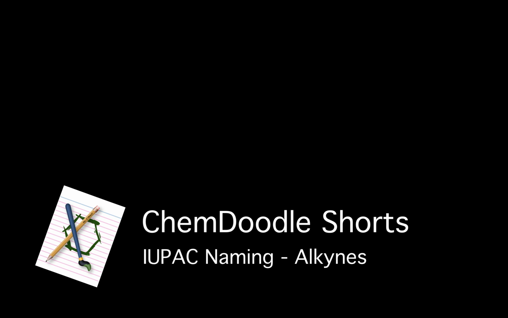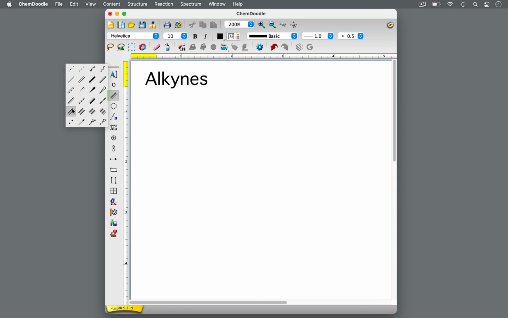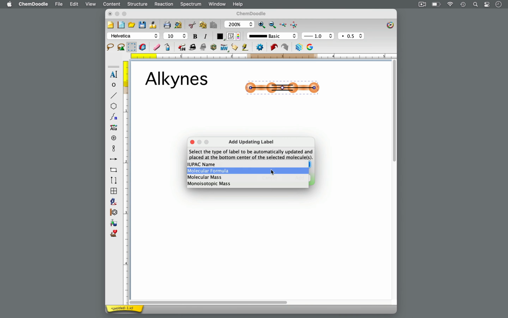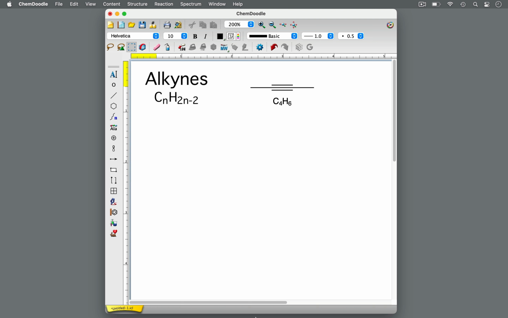Let's learn about naming alkynes using IUPAC nomenclature. Alkynes are unsaturated hydrocarbons composed of a triple bond between two carbon atoms. They have a general molecular formula of CnH2n-2. The triple bond is conveyed with triple lines in structures.